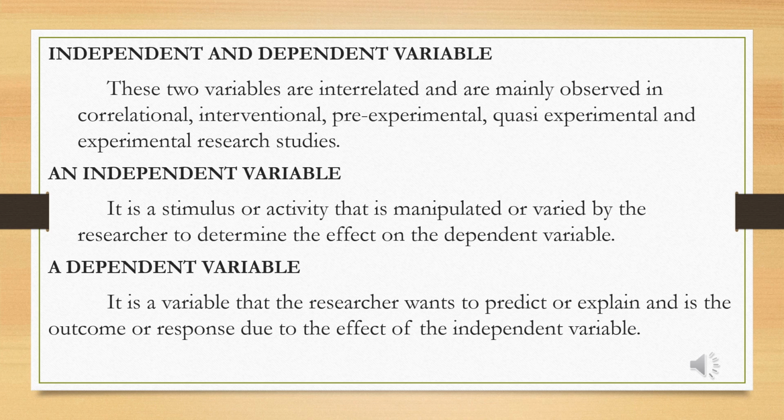What is meant by independent and dependent variable? These two variables are interrelated and are mainly observed in correlational, interventional, pre-experimental, quasi-experimental and experimental research studies. Next we have the independent variable. An independent variable is a stimulus or activity that is manipulated or varied by the researcher to determine the effect on the dependent variable. And next we have the dependent variable. It is a variable that the researcher wants to predict or explain, and is the outcome or response due to the effect of the independent variable.